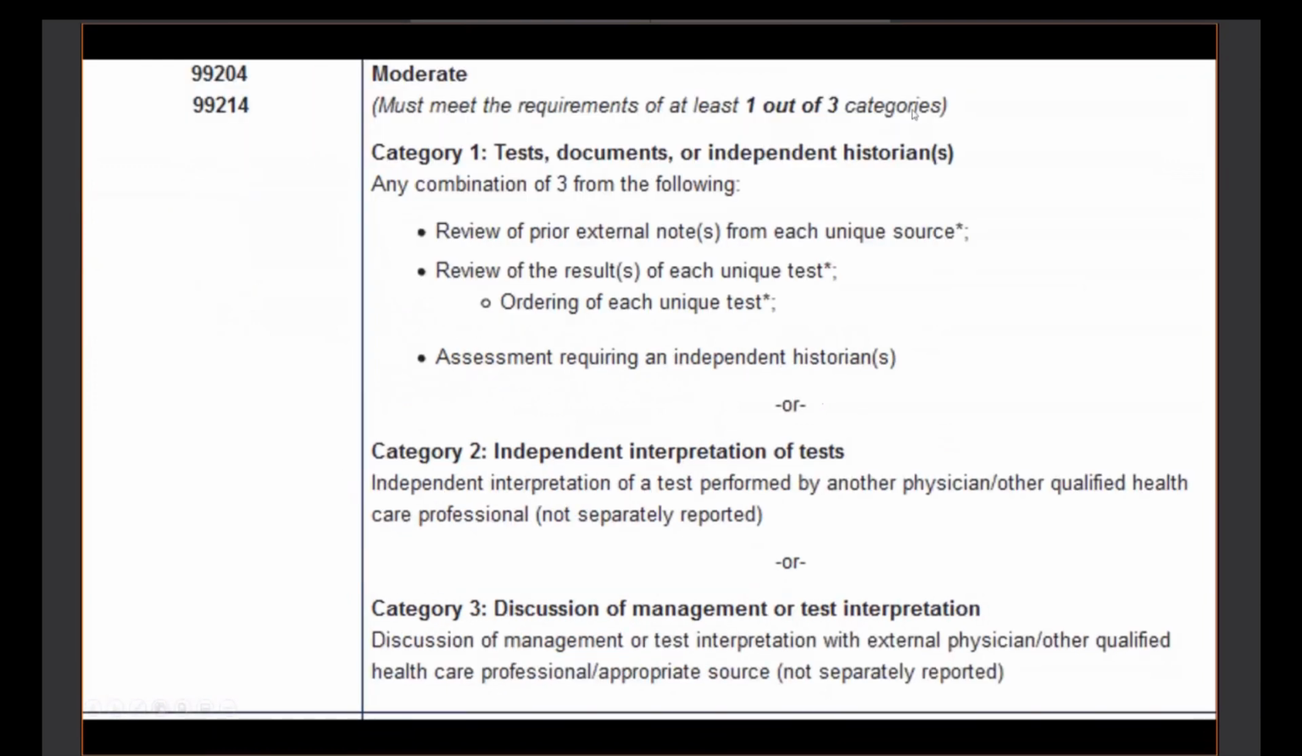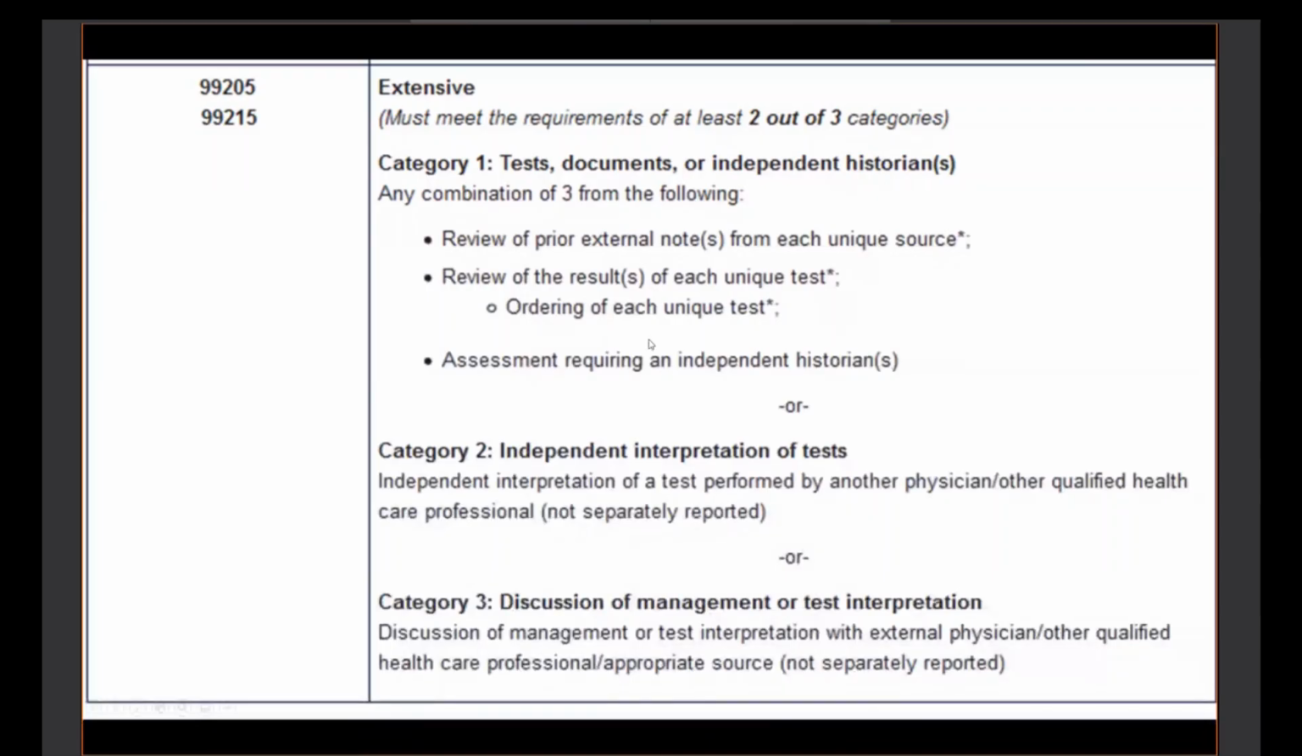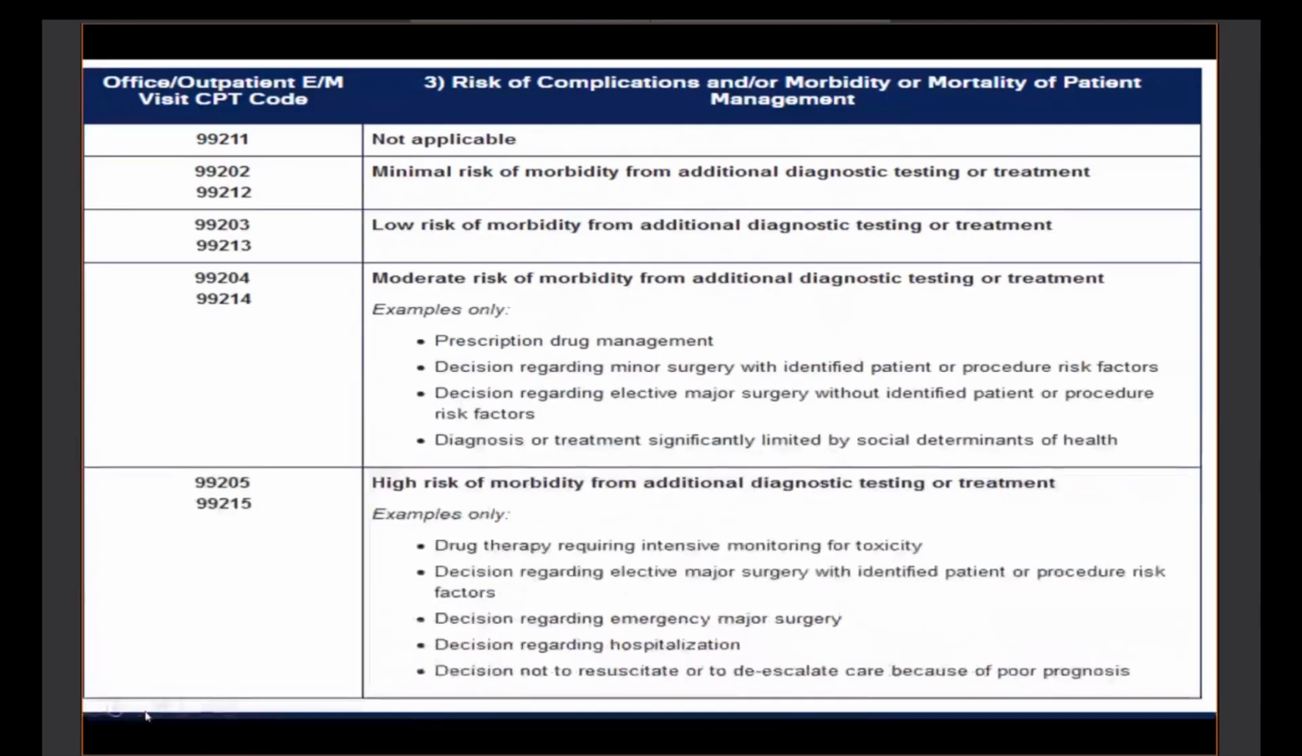All right. And then this is risk of complications. Again, with level 3, it's low risk of morbidity from additional testing or treatment, and moderate risk of morbidity from additional diagnostic testing or treatment, which is level 4. And level 5 is high risk of morbidity from additional testing. And we'll talk about this really quickly.